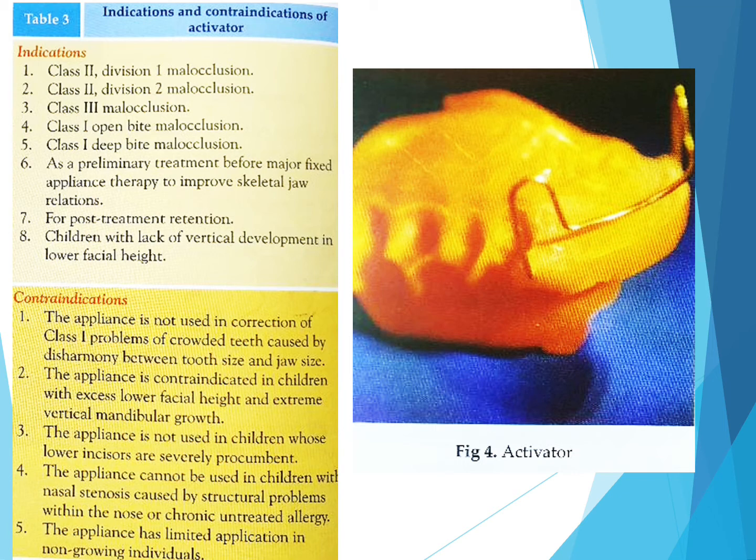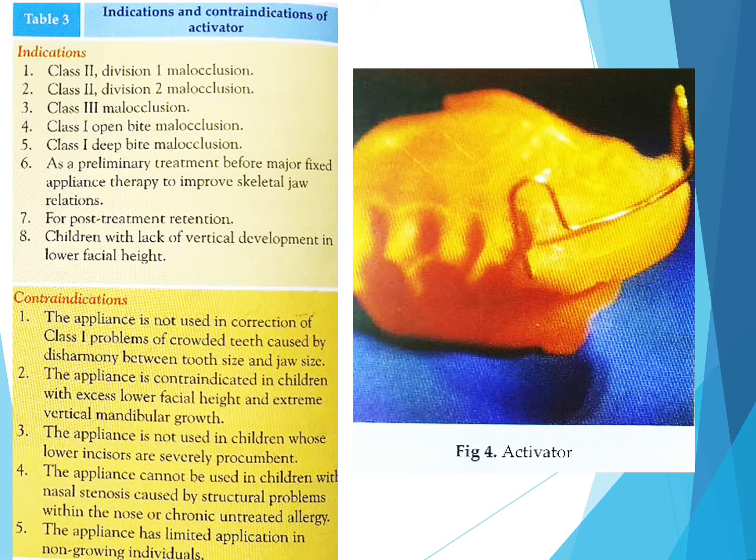The activator is used in Class 2 Division 1 malocclusion, Class 2 Division 2 malocclusion, Class 3 malocclusion, Class 1 open bite malocclusion, and Class 1 deep bite malocclusion. It also can be used as a preliminary treatment before major fixed appliance therapy to improve the skeletal jaw relation. The activator can also be used for post-treatment retention and with children with lack of vertical development in the lower face height. However, the activator is contraindicated in these few cases.